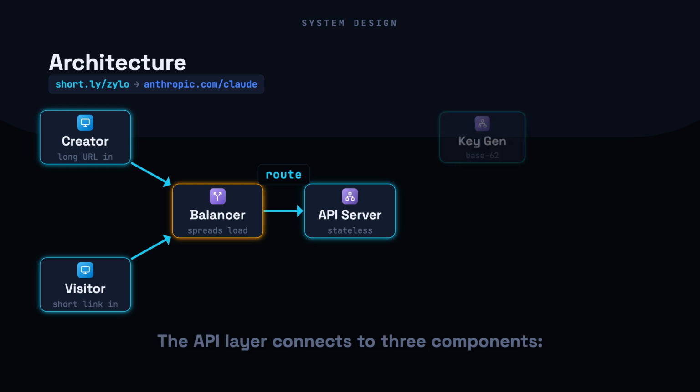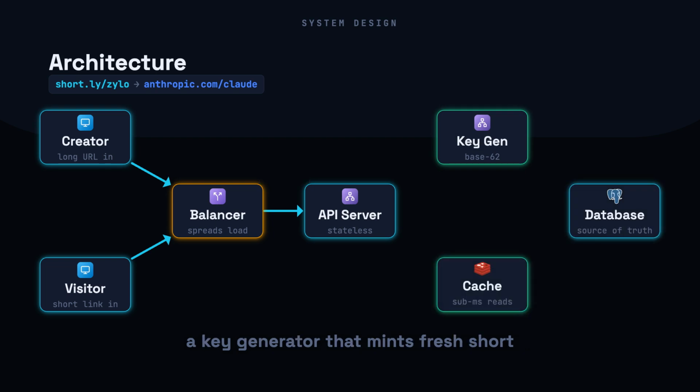The API layer connects to three components: a key generator that mints fresh short codes, a database that permanently stores every mapping, and a cache that absorbs the vast majority of read traffic.